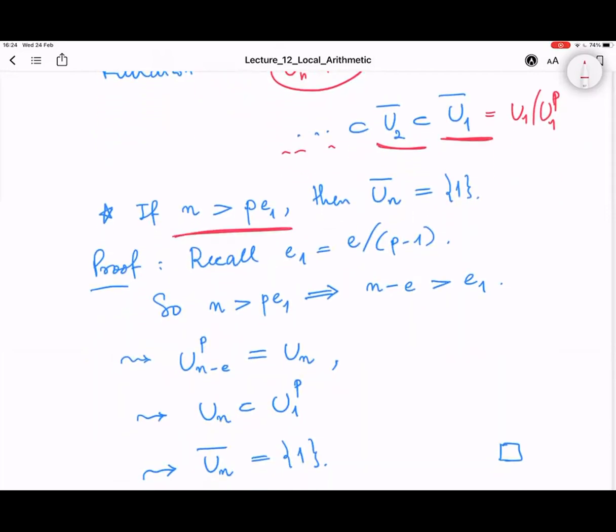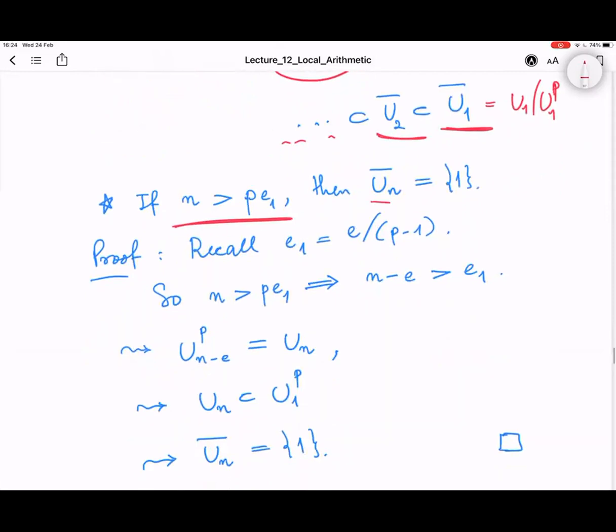So the first claim is that if N is strictly greater than p times e_1, then U_N bar is trivial. So this filtration is finite, actually. I mean, U_N bar is trivial if N is strictly greater than p e_1. That's the claim, and that's what we are going to prove now.